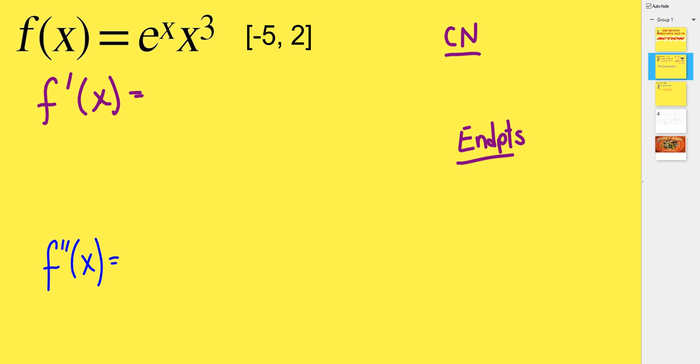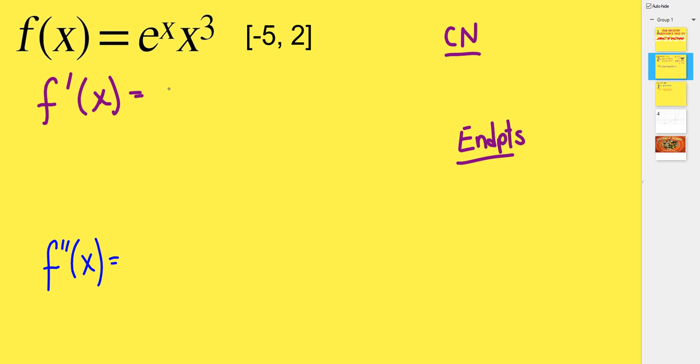Our function that we're looking at is e to the x times x cubed, and it's within this domain, this closed interval of -5 to 2. Now remember, the extreme value theorem says that every function that is differentiable along a closed interval does have an absolute minimum and maximum. So that is a guarantee, and we're going to use the first derivative test to figure that out.